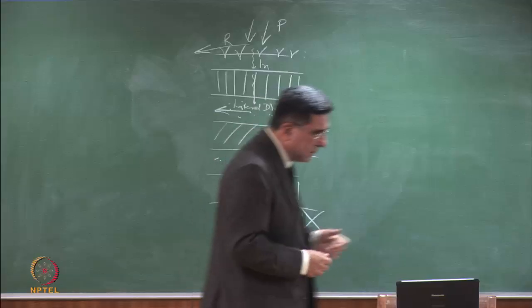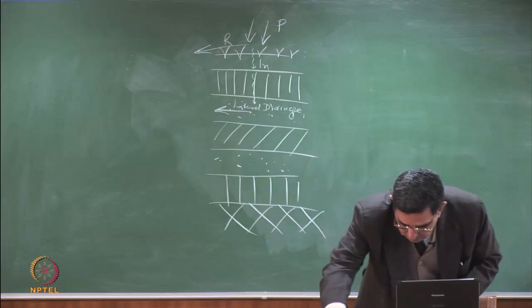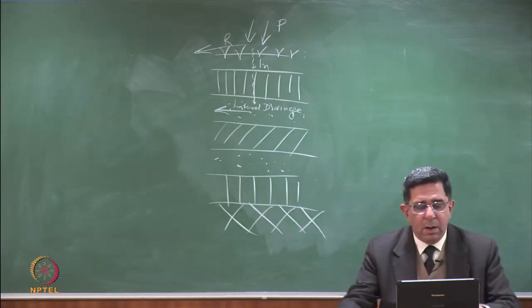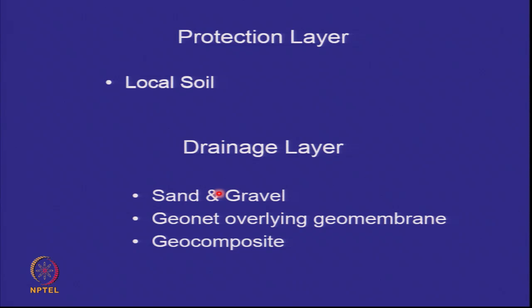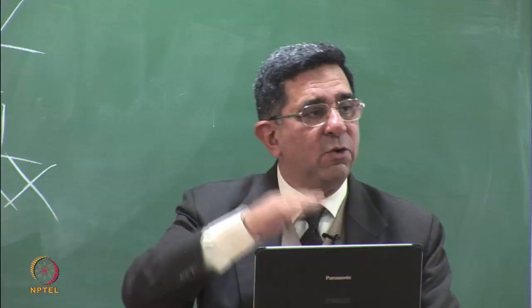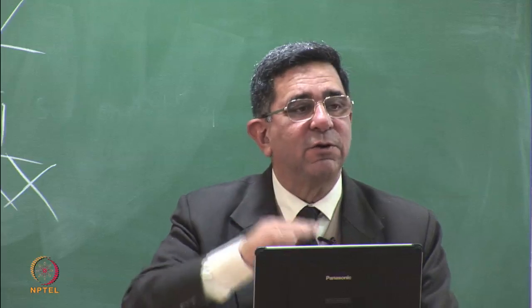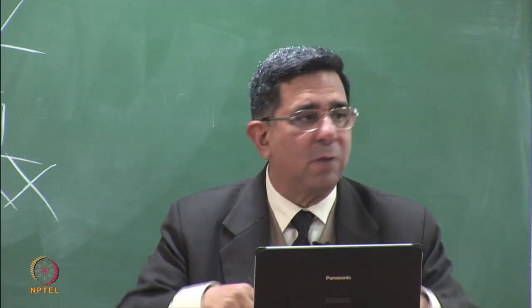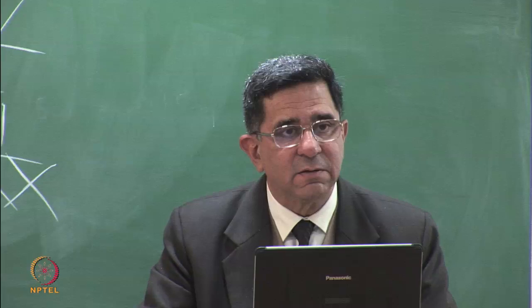So when I look at the materials here, I'm saying I can have a drainage layer made of sand and gravel, or I can have a drainage layer made of geonet overlying a geomembrane. So on the geomembrane, you can put the geonet. On the geonet, you can put a geotextile, and on top of it, you can put the protective layer.